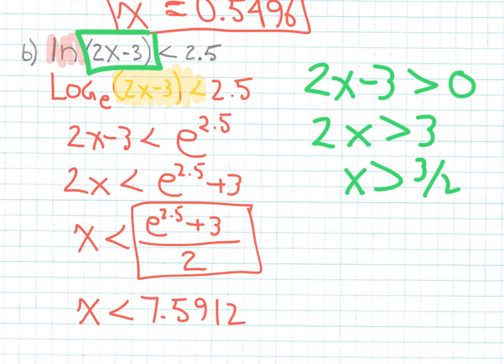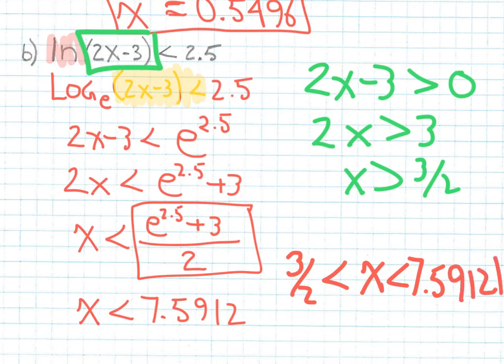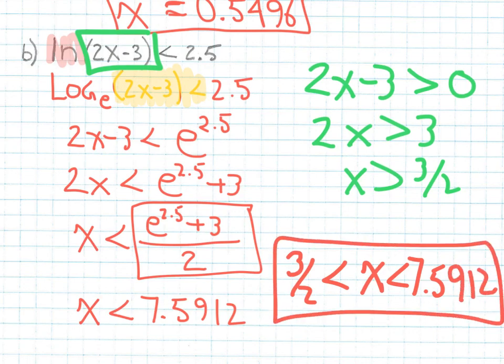All right, so when you take that into account, our final answer is x. Oops, let's fix that. That didn't look good. Is x is greater than 3 over 2 and less than 7.5912. And that's the answer for that last problem. And that keeps the number there in the log from being 0 or negative, but it also keeps the equation true.